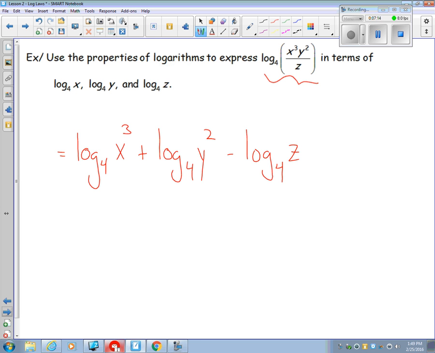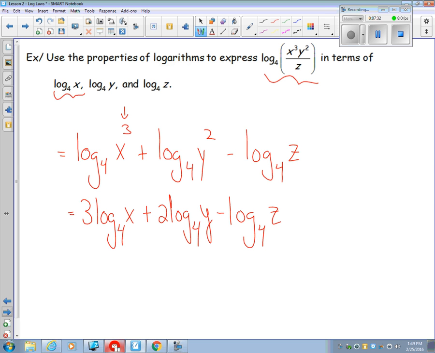Now, it didn't say it wants log base 4 of x to the power of something, so what can I do with that power, this 3 right here? Well, one of my other log laws is I can put it down in front. And same thing with this one. I can put the 2 down in front, and this one I don't need to worry about because it is just log base 4 of z. And there you go. There's a logarithm that's been re-expanded. Okay, so we work forwards, we can work backwards.